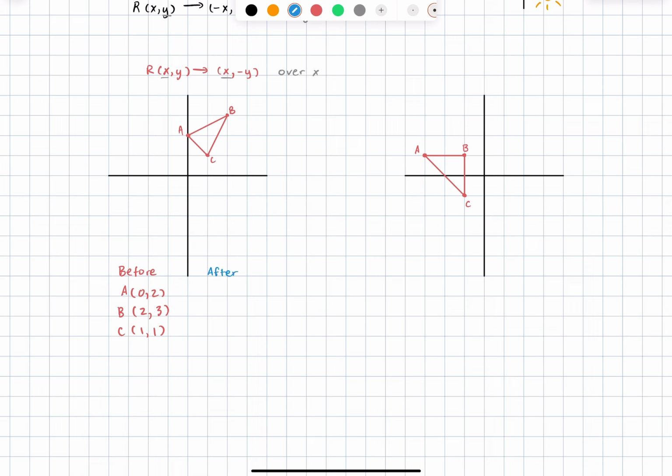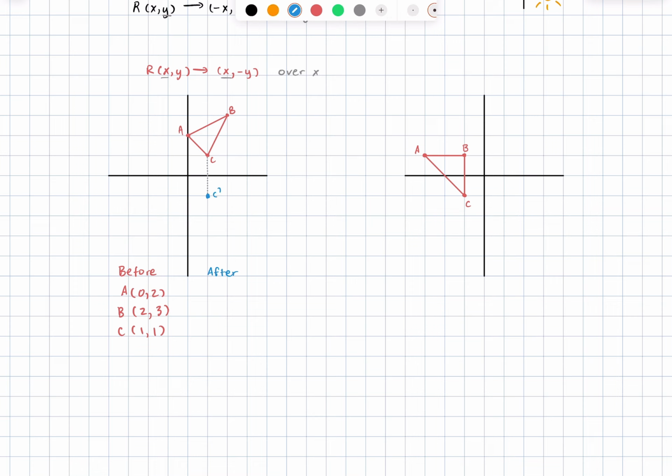So for reflections, you want to imagine that the x-axis is a mirror. Let's start with point C, since it's the closest to the x-axis. We see that it's exactly 1 away from the x-axis. So I'm going to plot this point exactly 1 away from the x-axis onto quadrant 4, right over here, and this would be my C prime.